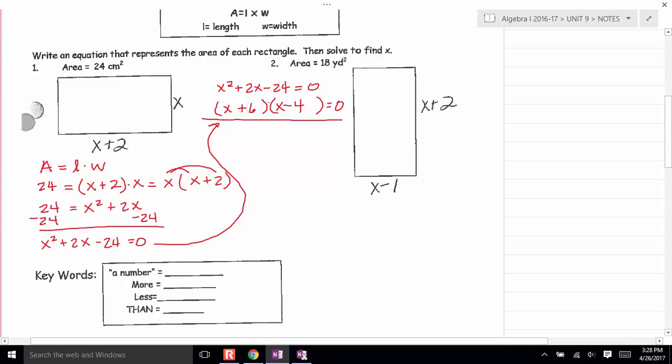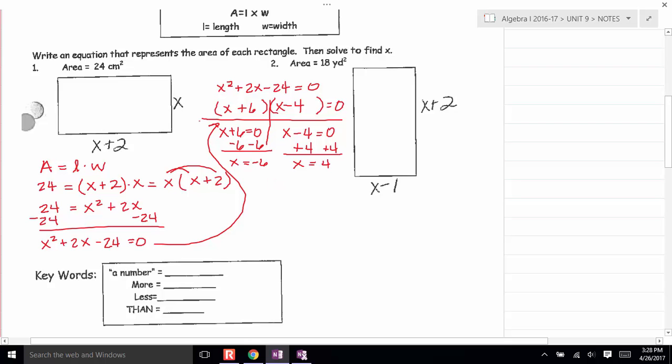Once we've factored it, then you're going to set each factor equal to 0 and solve it. So we have x plus 6 equals 0 and x minus 4 equals 0. To solve the first equation, we're going to subtract 6 on each side. So I have x equals negative 6. In the second equation, we're going to have to add 4 to each side. So x would be equal to positive 4.